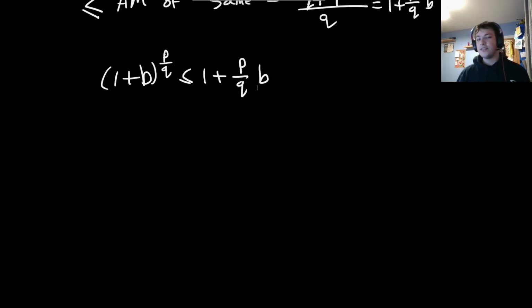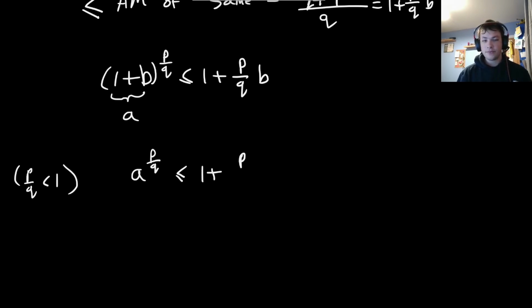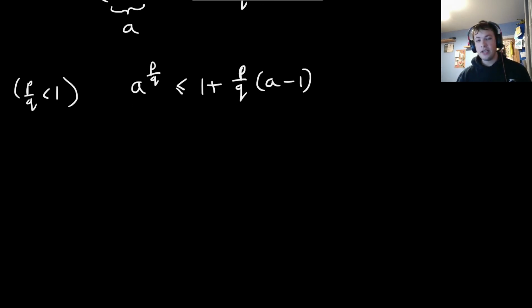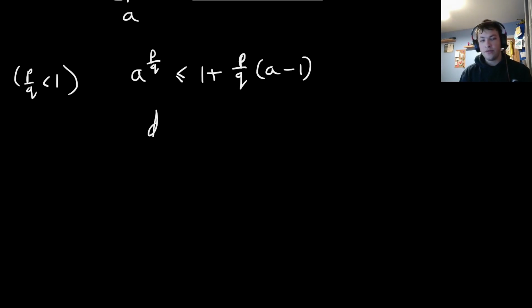And that tells us that we can cause this convergence, because we say, well, if we let this thing be equal to A, then A to the P over Q, for P over Q less than 1, remember, is less than or equal to 1 plus P over Q times (A minus 1), and so we can make this as tight to 1 as possible by just making P over Q smaller. And so that's how we prove that this D0 epsilon exists.